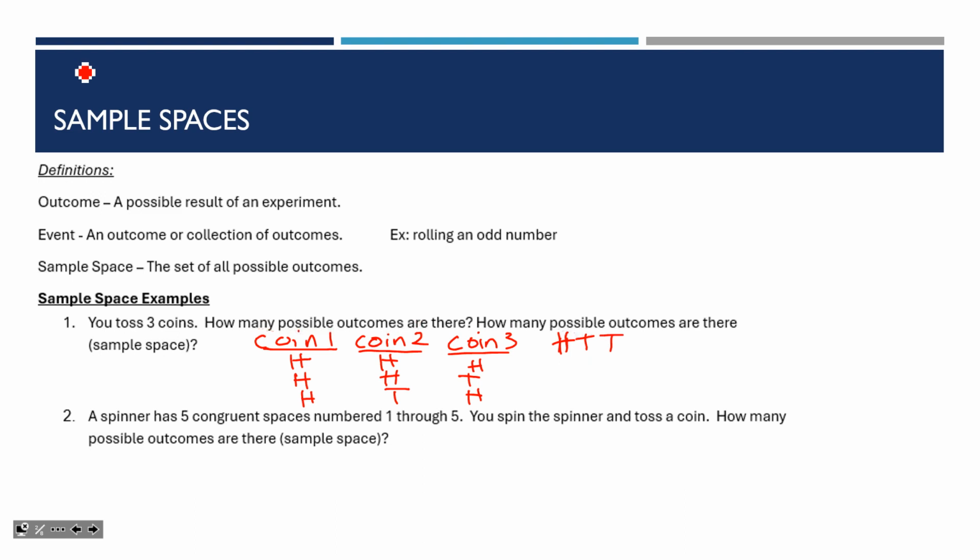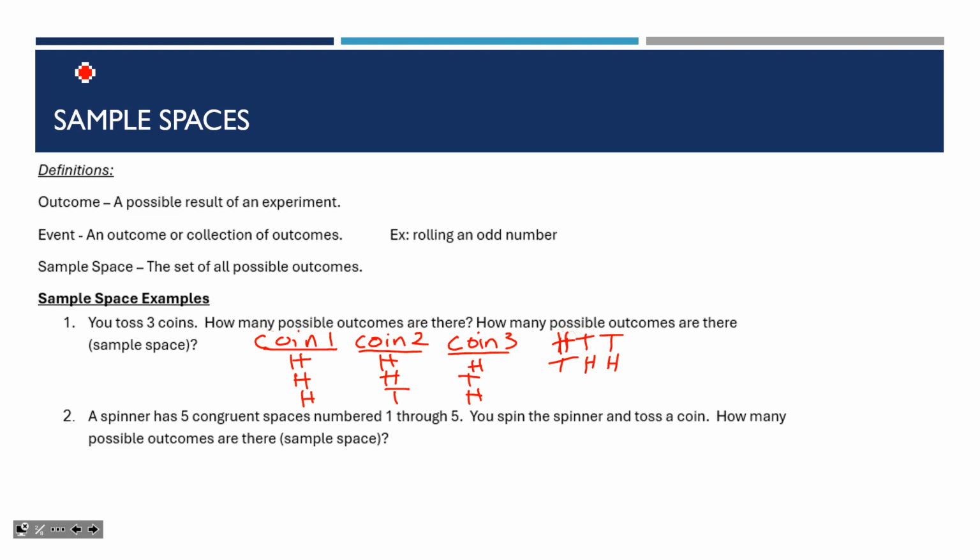Now you might notice I'm making an organized list. This is what we call an organized list. So first of all, I thought of all the possible outcomes that could happen if the head comes first. So if the first coin is a head, the second coin could either be heads or tails, and then the third coin could either be heads or tails. So now I listed all the possible outcomes with coin 1 being a head. Now I'm going to think about, well, what if coin 1 was a tail?